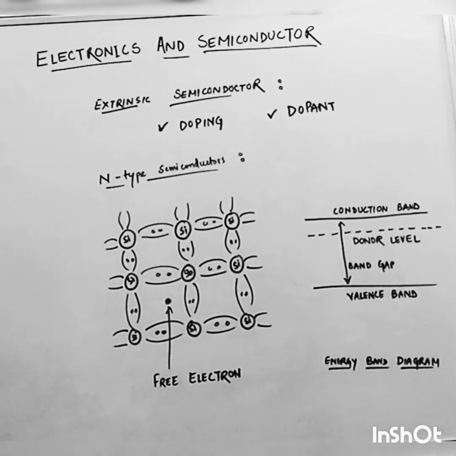Depending on how many impurity atoms I add, the more impurity atoms I add, the more free electrons the semiconductor will get. So such impurity elements are known as donors. Okay, why are they called donors? Because they donate one free electron for the conductivity of the semiconductor.